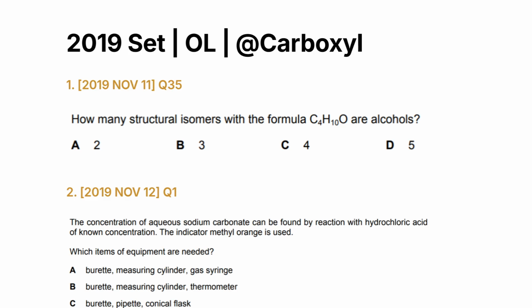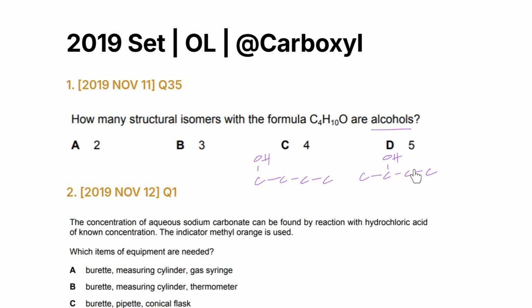How many structural isomers are there with the formula C4H10O? They are alcohols. So if you make a 4 carbon alcohol, one is you could form butan-1-ol. You could also shift the position of the functional group to the second carbon, butan-2-ol.